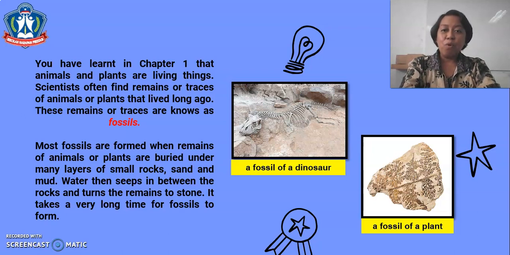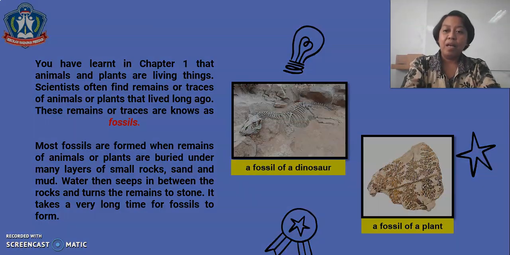Most fossils are formed when remains of animals or plants are buried under many layers of small rocks, sand, and mud. Water then seeps in between the rocks and turns the remains to stone. It takes a very long time for fossils to form. So we have here two examples, a fossil of a dinosaur, a fossil of a plant. Are you familiar with these two, children?